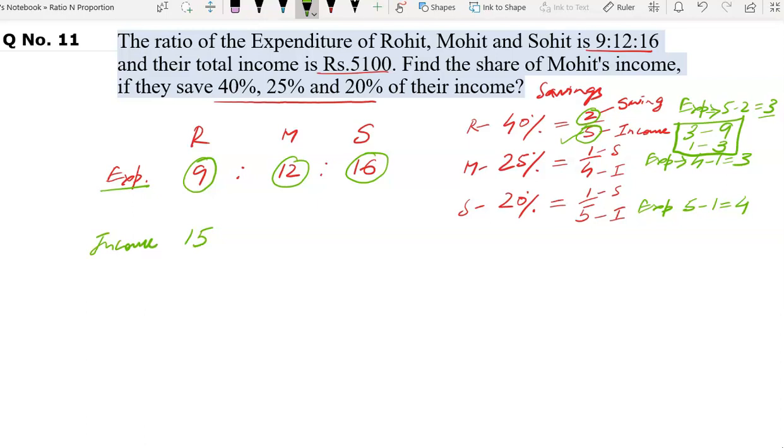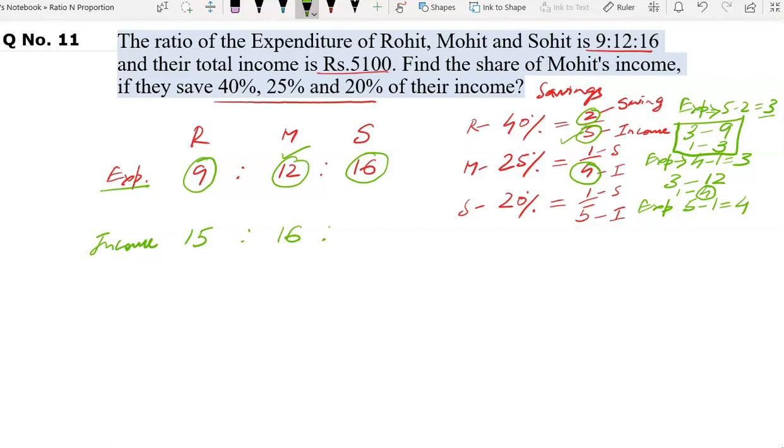Now expenditure is 3 for Mohit. Now 3 units represent 12. So 1 unit will be 12 divided by 3, which is 4. So 1 unit represents 4 and the income of Mohit is 4 units. So 4 into 4 will give us 16 as income of Mohit.